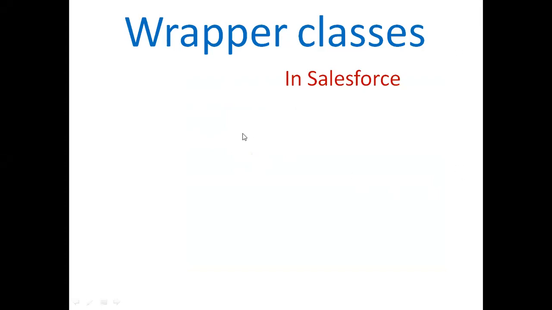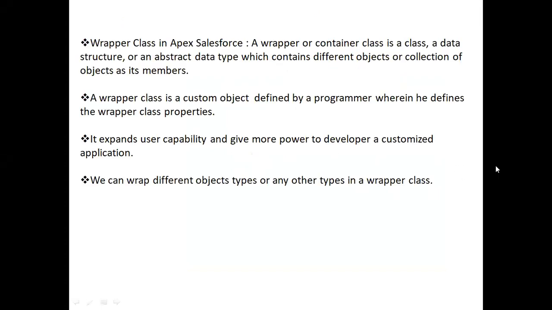Now we are discussing wrapper classes in Salesforce. Actually, what is a wrapper class? A wrapper class is a container class or data structure or an abstract data type which contains different objects and different types of members. A wrapper class is a custom object defined by the programmer where he defines the wrapper class properties.